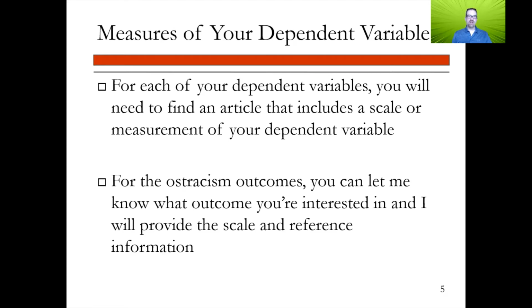To help you out, for the ostracism outcomes, you can let me know what outcome you're interested in, and I'll provide you with the scale and reference. If you're interested in basic need satisfaction, for instance, I will give you the basic need satisfaction items, and I will give you the reference that you can use for your paper. So we'll keep that one a bit simple.